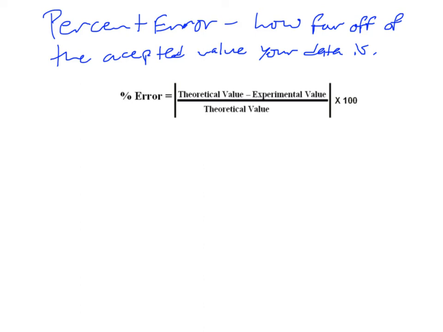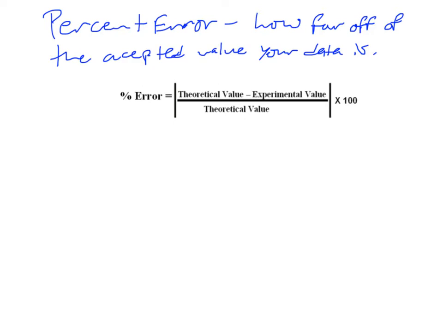Okay, today's lesson is over percent error, which the official definition is how far off the accepted value your data is. Basically, this is a measure of how wrong you were or how bad your results are, if you want to put it like that. It really doesn't measure how good or bad you did your experiment. It just measures how good or bad your results are compared to what they should have been. And it's used as a guide to see whether or not something is wrong with your experimental setup.